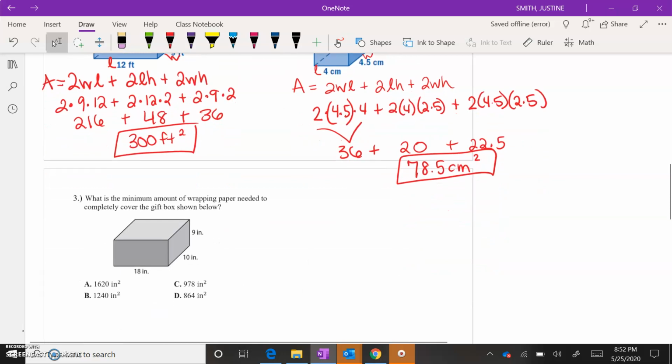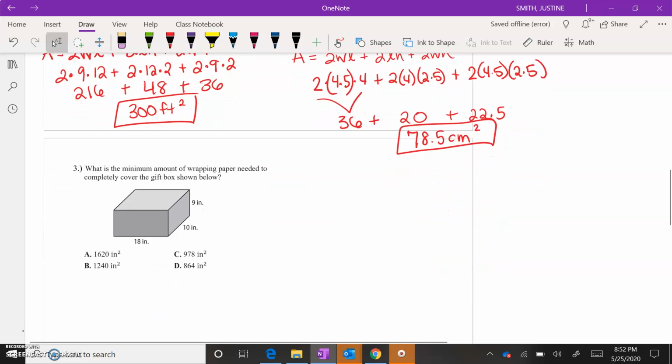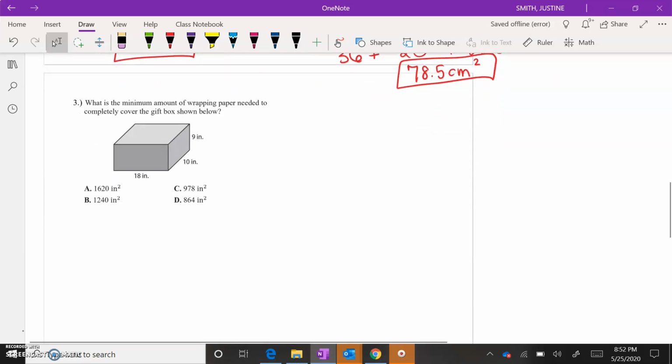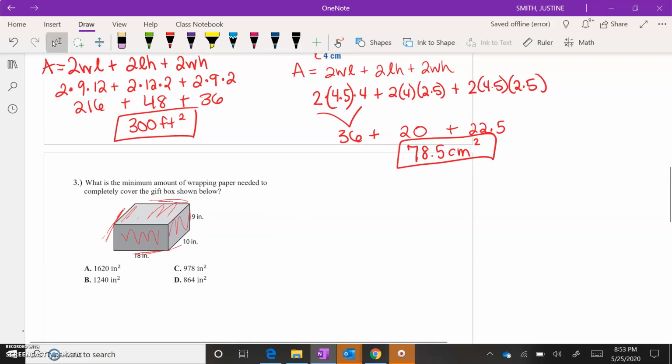All right, so number 3 says, what is the minimum amount of wrapping paper needed to completely cover the gift box shown below? So again, this could be a multiple choice question that you see where they're not telling you its surface area. Obviously, since that's what we're learning right now, we know hopefully that it's surface area. But if they don't tell you that and it's mixed in with other problems, you know that it's surface area because they're saying they want to cover the outside of it. Okay, so they want to cover the surface. Make sure you know, even the stuff you can't see, so like the bottom, the back, all needs to be covered.